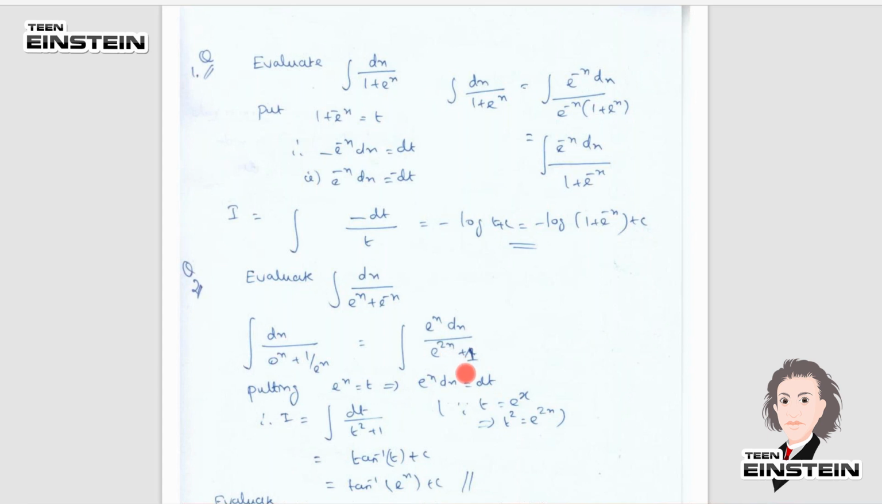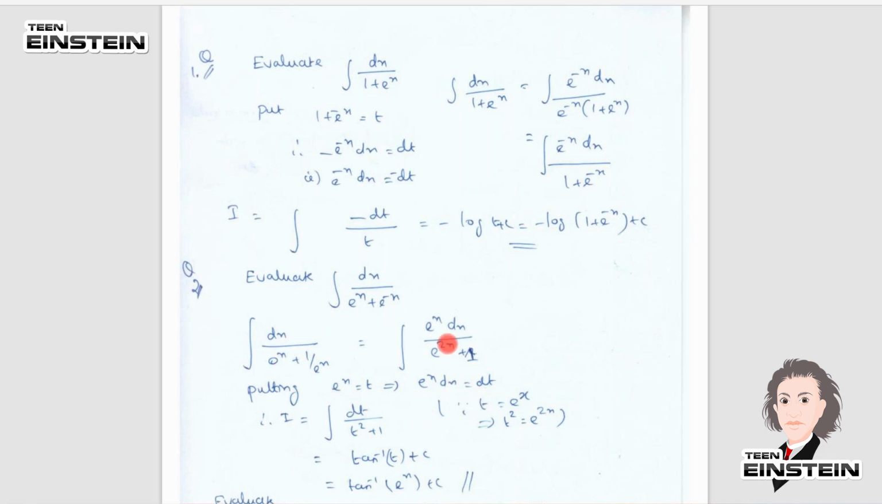Okay, now I have to integrate this one. So what substitution can I use here? I have e power 2x in the denominator and e power x in the numerator. I know that differentiation of e power ax is e power ax into the constant term. In differentiation, you will be getting the constant term near the function. So e power x equal to t. Differentiate this with respect to x. What you are getting? e power x dx is equal to dt.